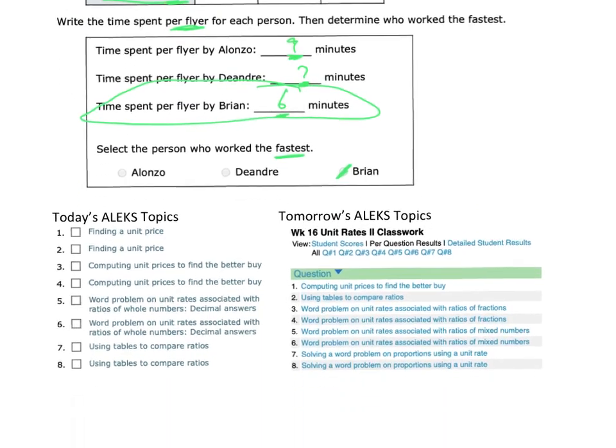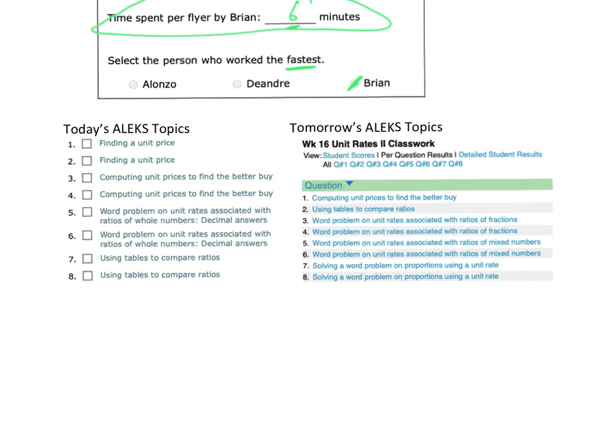Okay. So that's what we're doing today. You're going to find unit prices. You're going to compare to see which is the better buy. You're going to make unit rates. And then you're going to use tables to compare different ratios with the unit rates.